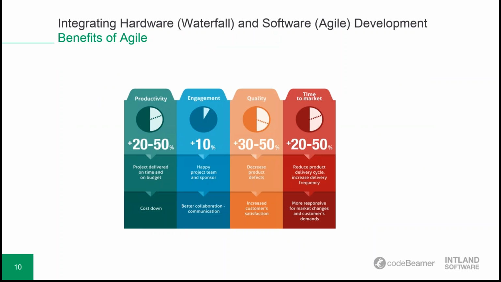Agile is a group of software development methodologies that enables you to respond quickly to changes. Therefore, obviously, you also see some benefits in using agile. You will see technically better productivity, better engagement, better quality, and you can reduce the product delivery cycle and increase delivery frequency.